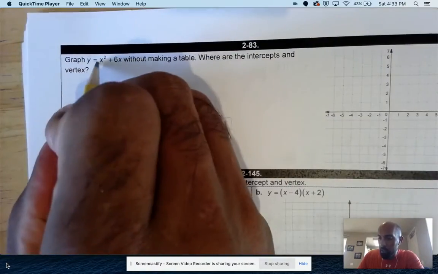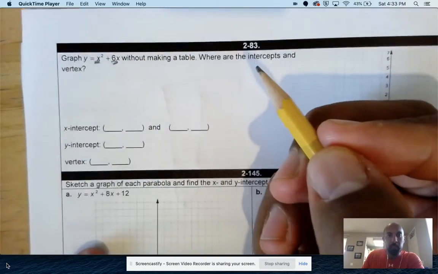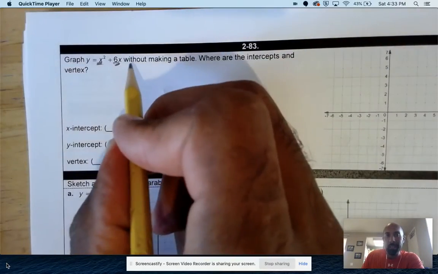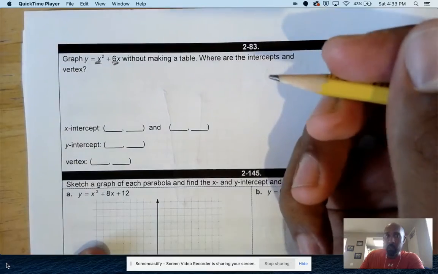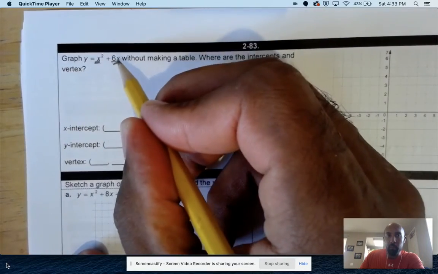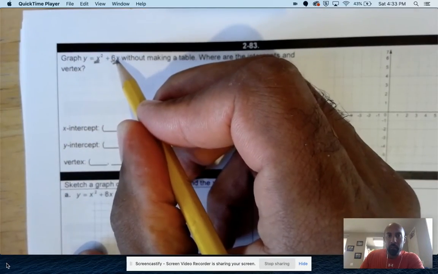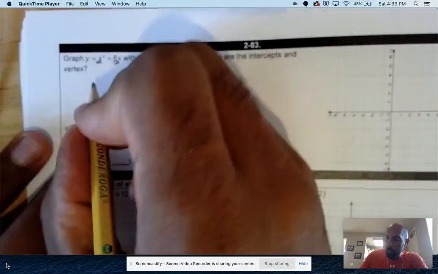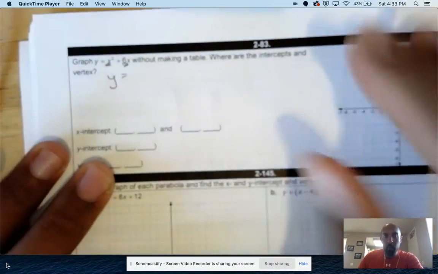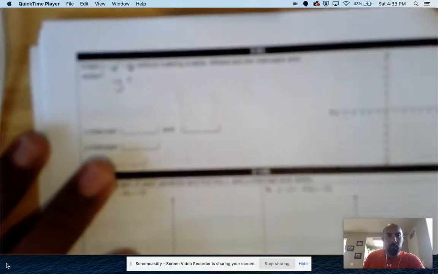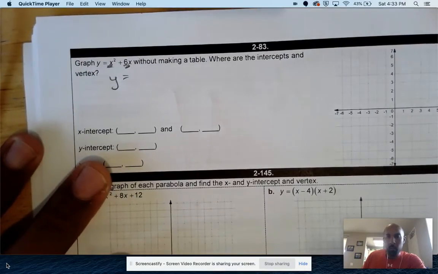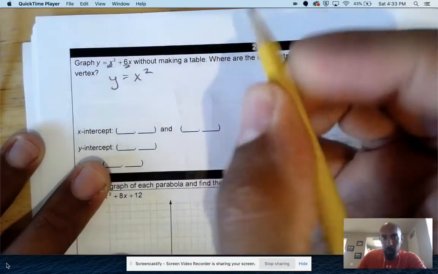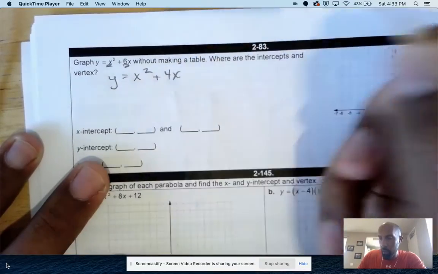Now I want you to notice this only has 2 terms. It has both x terms, right? So we're missing that c term. Okay, but it's still in standard form because we have x squared plus a term with x. Let's do x squared plus 4x.